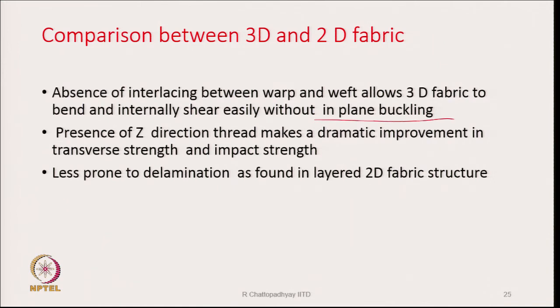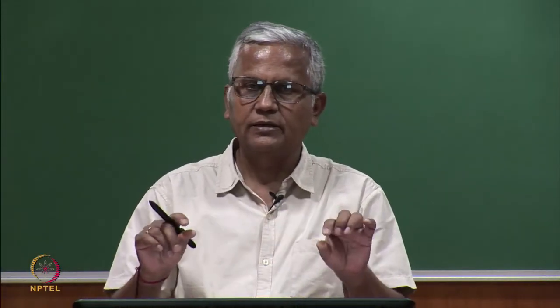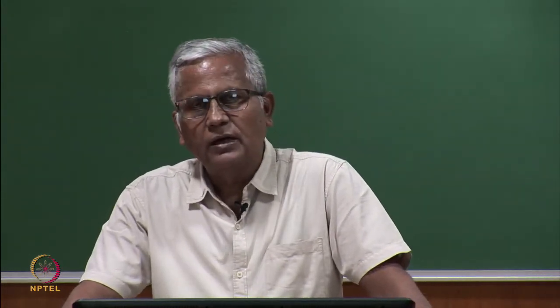That is the very important point here, and presence of Z direction thread makes a dramatic improvement in the transverse strength and impact strength also. That is what we get in 3D fabrics. 2D fabric could be very strong in the XY plane, but when it goes to Z directions, if we have a layer of 2D fabrics and make it thicker, then strength in Z direction is not going to be very good, and therefore, we need to produce a 3D structure where we have yarns also running in the Z directions.